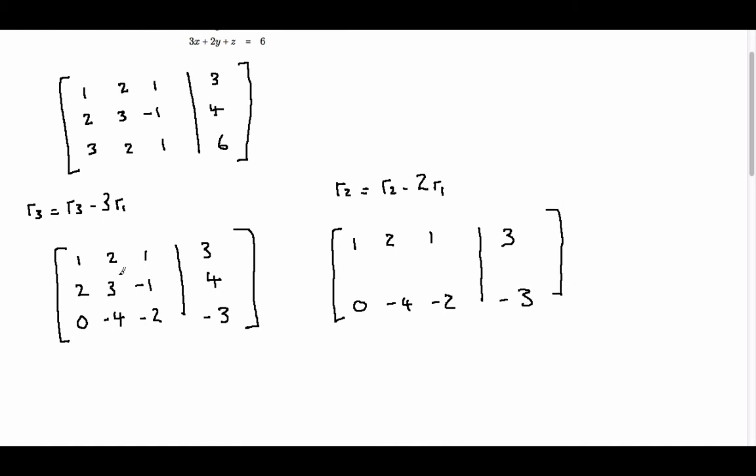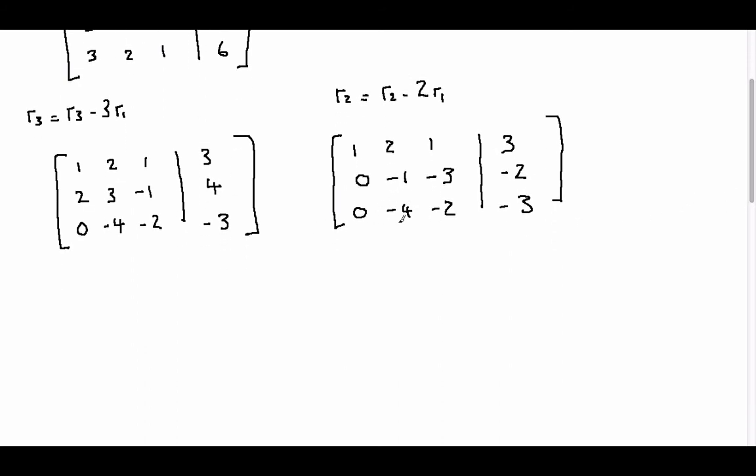So what do we get? Well, we get 2 lots of 1, so that gives us 0. We have 3 minus 2 lots of 2, which is minus 1. And we have minus 1 minus 2 lots of 1, which is minus 3. And we have 4 minus 2 lots of 3, which is minus 2.